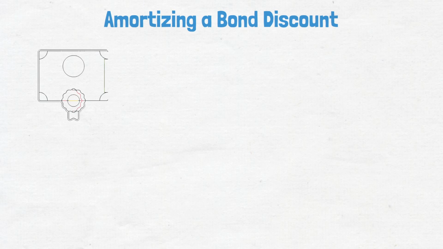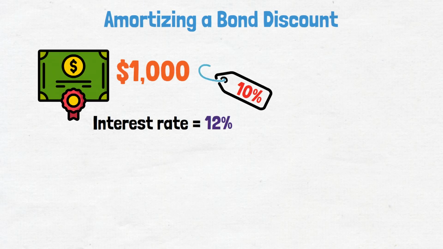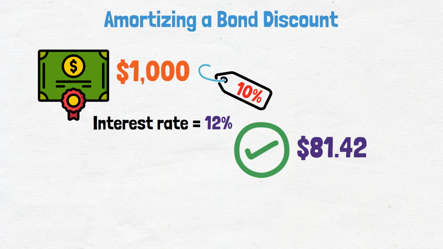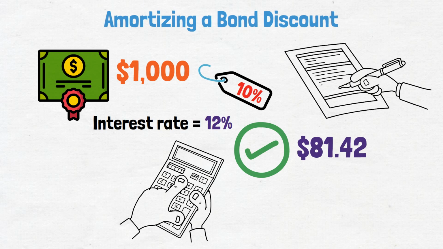For example, suppose a company issues a $1,000 bond with a 10% coupon rate when the market interest rate is 12%. In that case, the bond will be issued at a discount of $81.42, calculated as the difference between the face value of the bond and the present value of the bond's future cash flows at a discount rate of 12%. The discount is then amortized over the bond's life, typically by recording an adjusting entry at each interest payment date. Amortizing the bond discount does not affect the bond's payable account, the market value of the bonds payable, or cash flows from the bond.